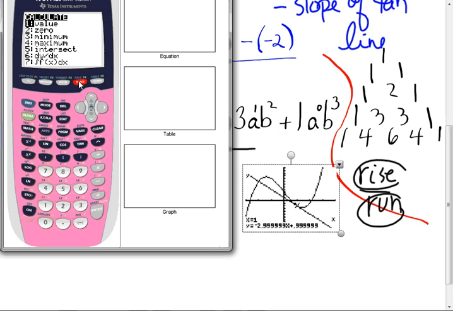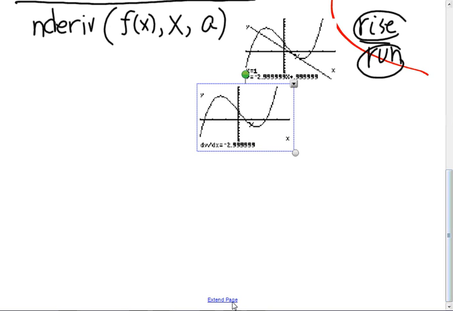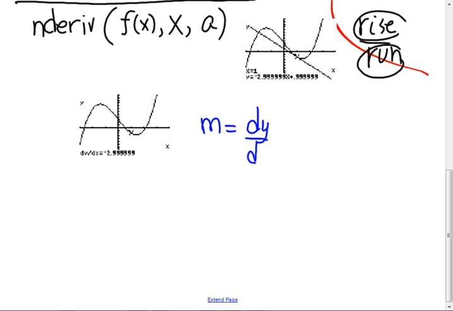So we're going to press 6. I attempted to push here, but I can't. And where do I want to find the slope? I want to find it at 1. There it is. So dy dx is a symbol that we're going to use for slope. If you really do this lab, section 3.1 will be a whole lot easier.